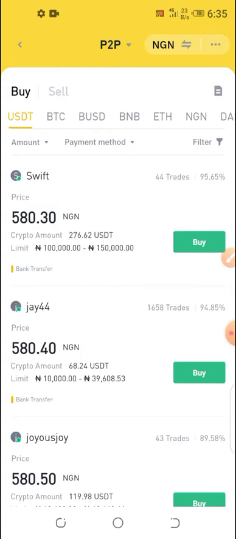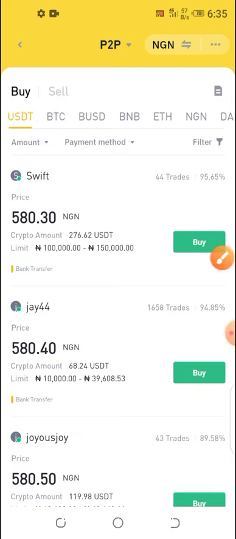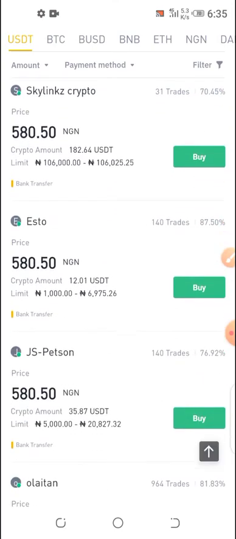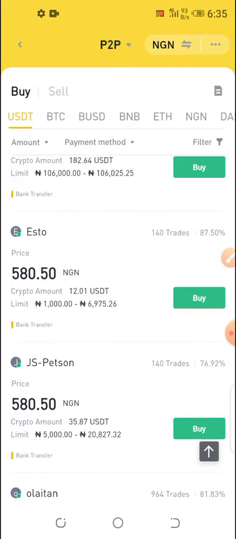So if you want to buy, you can see that there are two buttons up. You have buy and sell. So if you are buying, you click on the buy tab, which is where we are now. As you scroll, you see all the merchants who have cryptocurrency to sell. And currently the cryptocurrency that is highlighted for sale here is USDT, which is a stable coin.